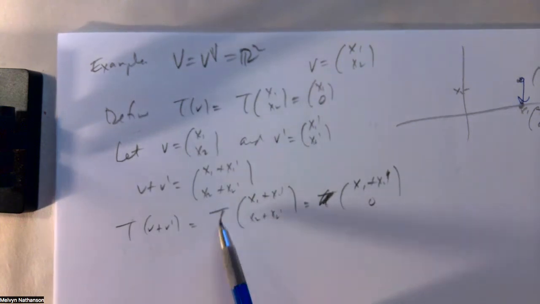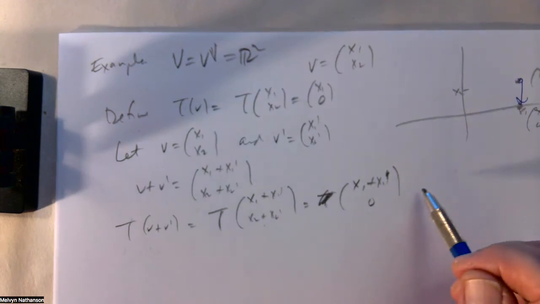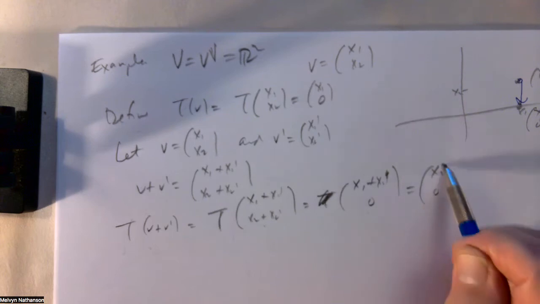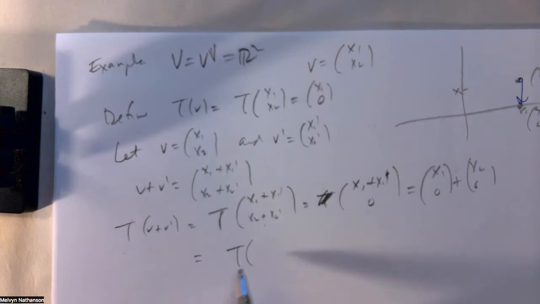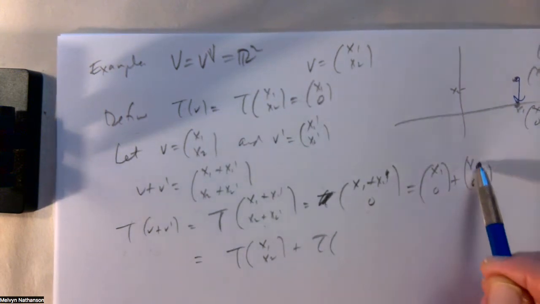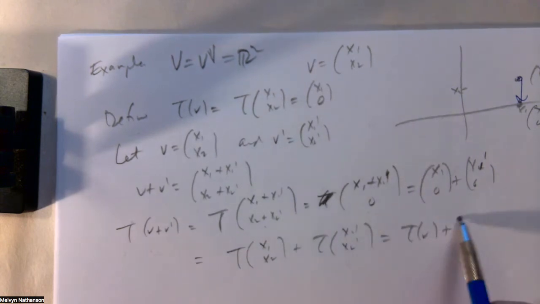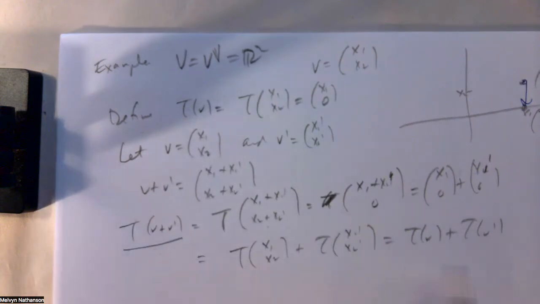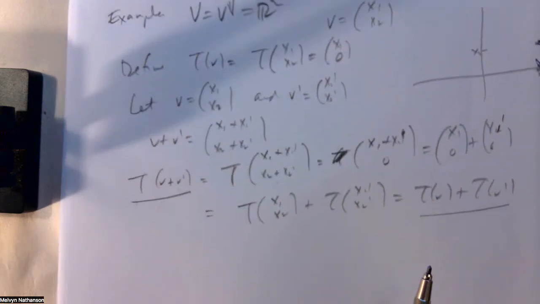So this function T sends a vector to its first coordinate and then 0 for the second coordinate, which is the same as (x1, 0) plus (x2, 0), which is the same as T of (x1, x2) plus T of (x1', x2'), which is T of v plus T of v'. So that's a proof that this first condition of a linear transformation is satisfied.